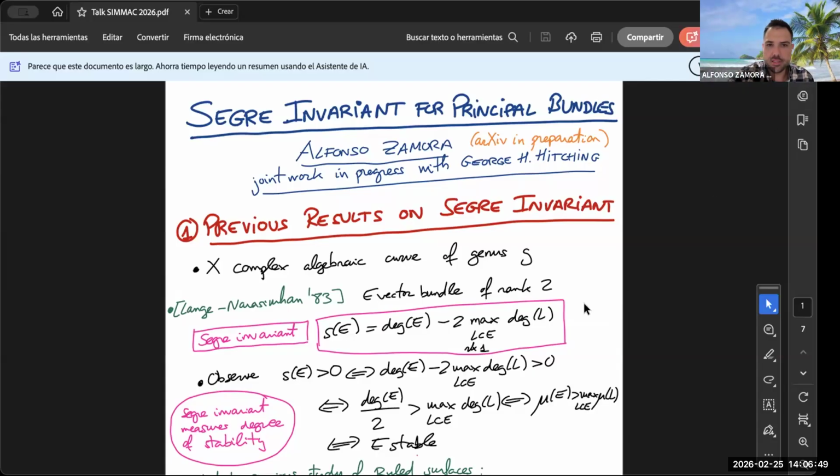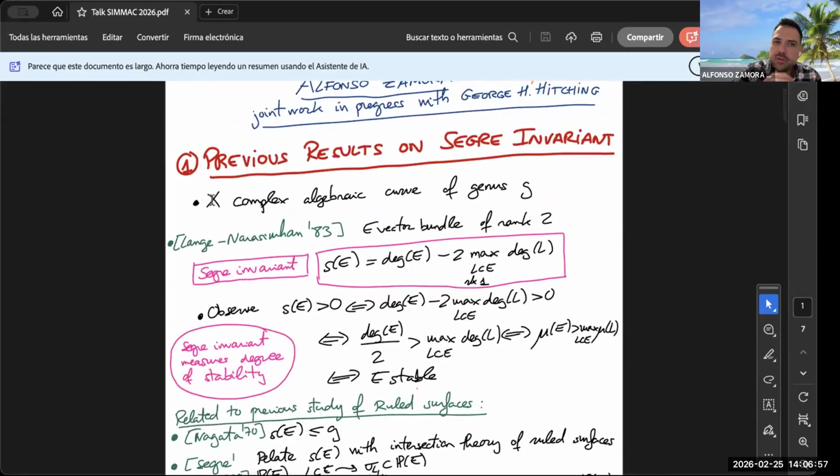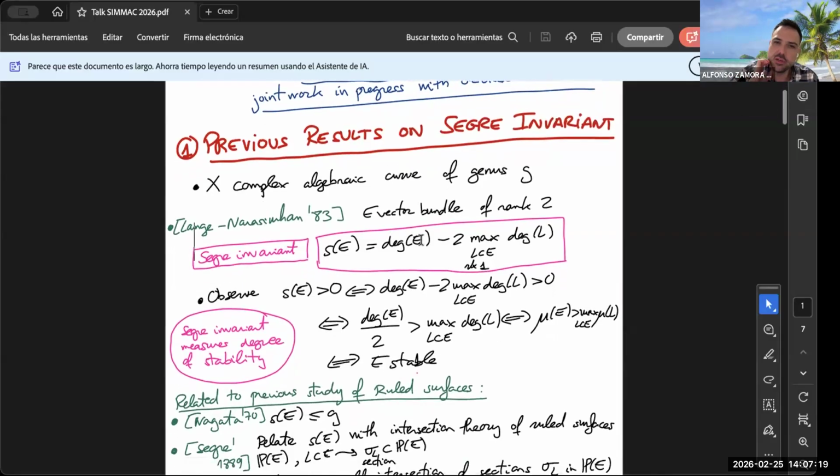This story goes back quite far in time. The setting is the following: X will be a complex algebraic curve of genus g during my talk. Then there is this seminal paper by Lange and Narasimhan in 1983 for rank 2 vector bundles. They define this Segre function, this number, which is the degree of the rank 2 vector bundle minus 2 times the maximal degree of any possible line subbundle.